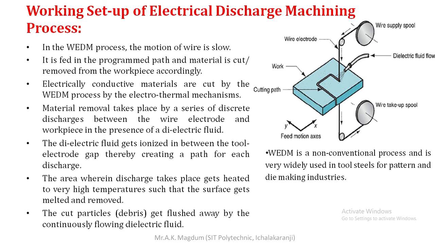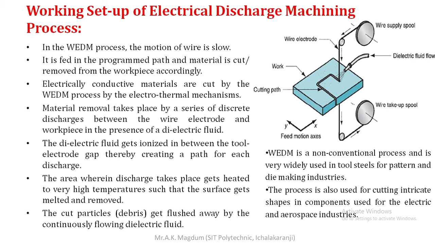Next, wire EDM is a non-conventional process and is very widely used on tool steels in the pattern and die making industry. That is a very important application, making dies, and various patterns for casting processes. Next, the process is also used for cutting intricate shapes in components used in the electric and aerospace industry. So these are the various applications of the wire EDM process.